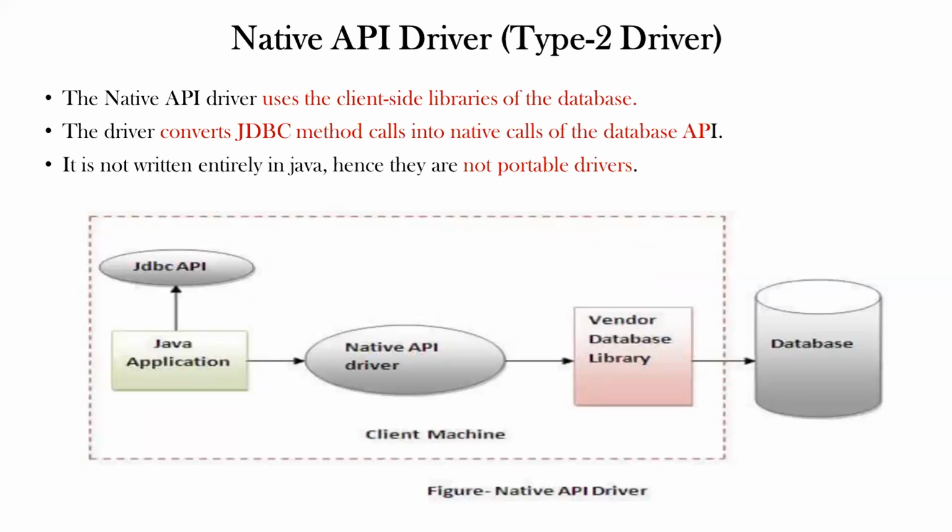To overcome this, we use the next driver, the native API driver, the type 2 driver. The native API driver uses the client-side libraries of the database. The driver converts the JDBC method call into native calls of the database API. It is not written entirely in Java, hence they are not portable drivers. It is the same as before, but instead of ODBC, you will have the native API driver on the client machine. The vendor database library will be on the system and the corresponding database will be there.